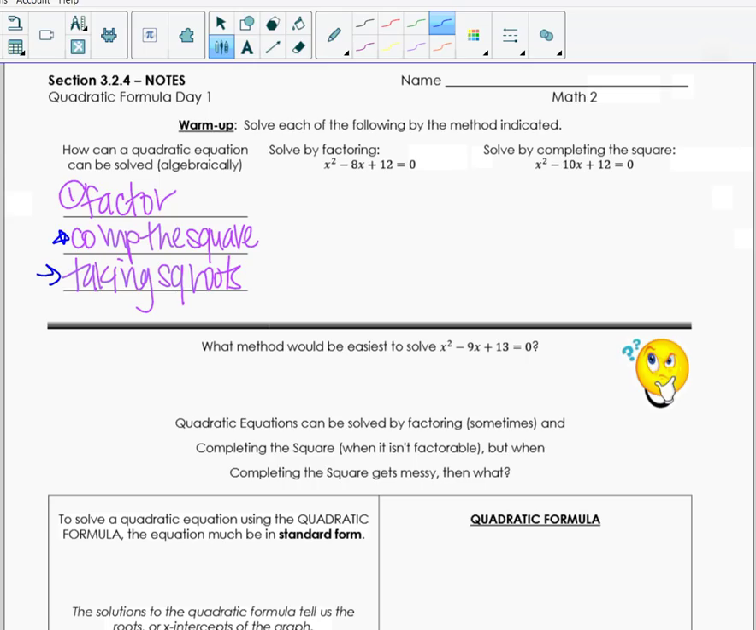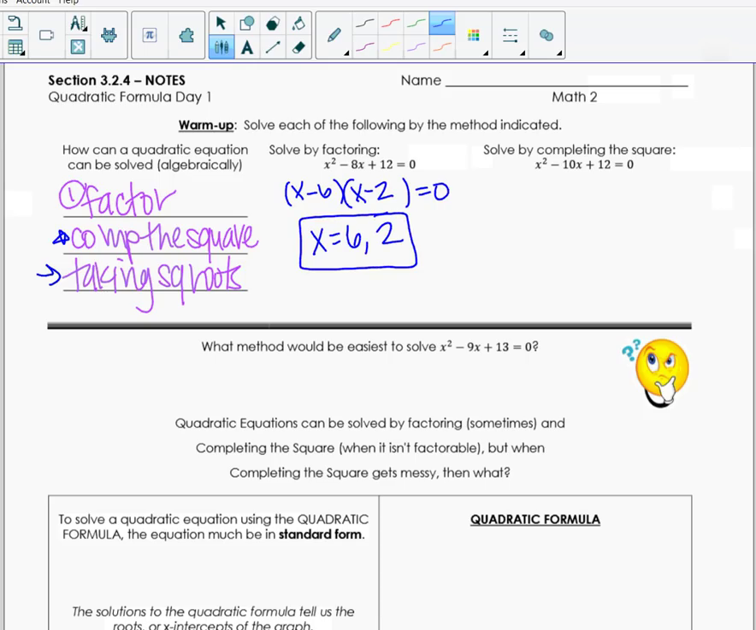Okay, so if you look at the first one, it says solve by factoring. So my a value is 1. I can go right into my two sets of parentheses. I have x and x. Two numbers that multiply to be 12 and add to be -8 are -6 and -2. Check your work no matter what your confidence level. x times x is x squared. -2 minus 6 is -8x. -6 times -2 is a positive 12. So that means x is 6 and x is 2.